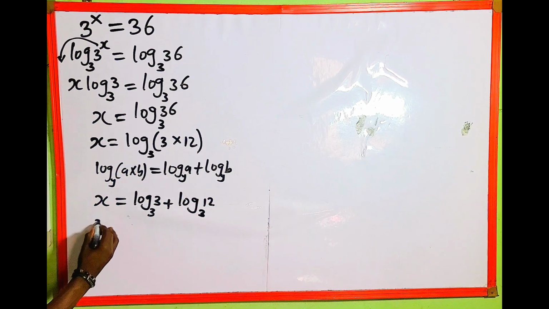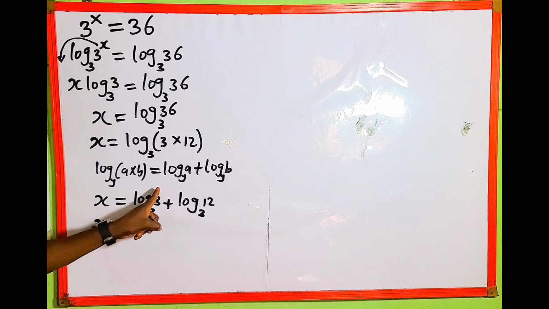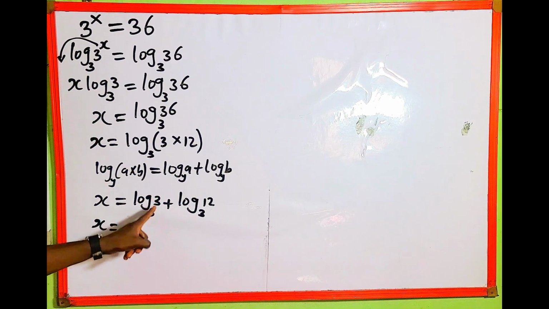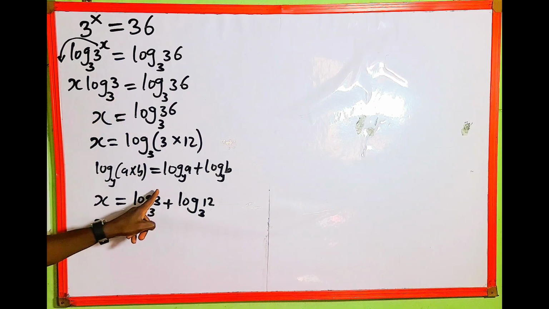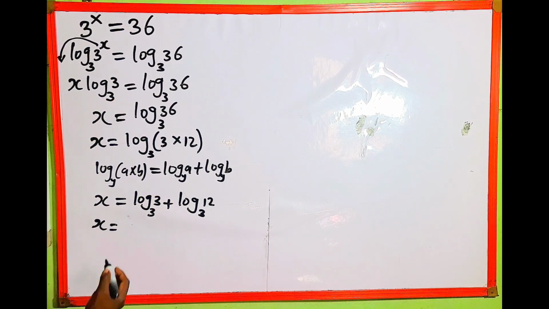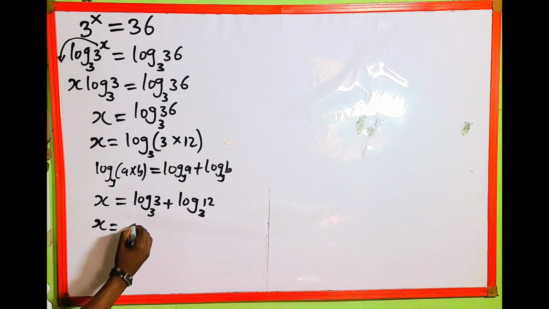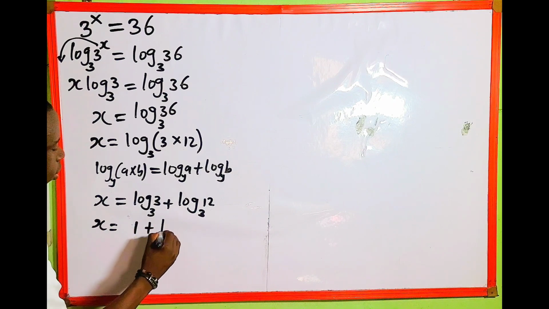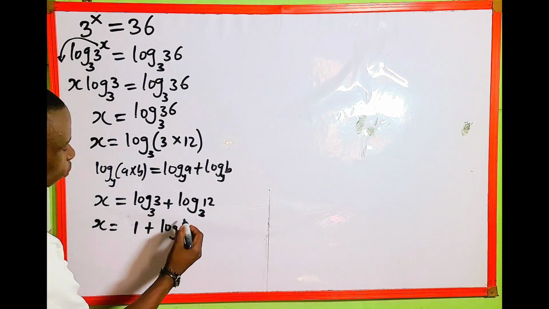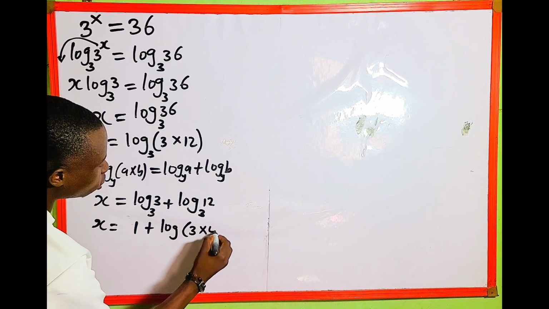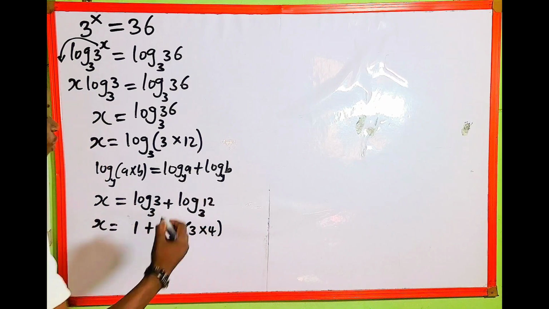Now we're going to have what? x equal to log 3 to base 3. As you can see here, we say log 3 to base 3 is the same as 1. Here also the number and the base are the same. So the whole of this term is going to be 1, then plus log of this 12, which can also be broken as 3 multiplied by 4, which is the same as 12. So we can rewrite that 12 as 3 multiplied by 4, then to the base of 3.